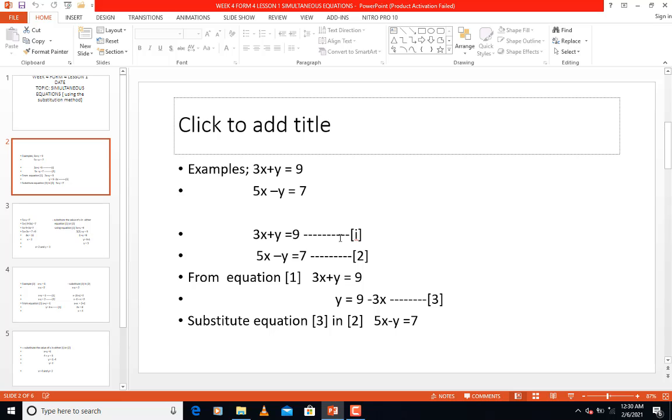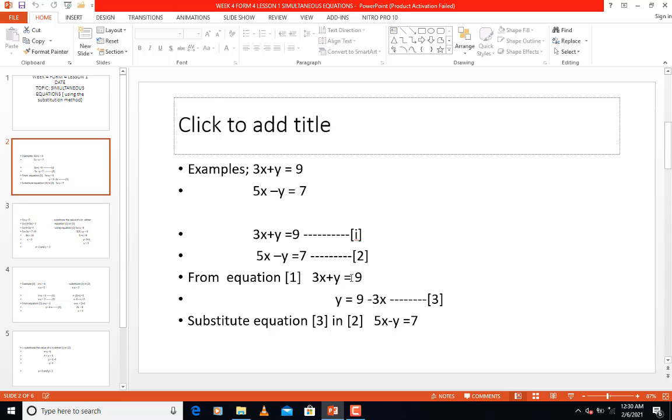Now, because we want to substitute, you are going to decide: do you want to substitute in 1 or in 2? From equation 1 here, it is not a rule that you must use equation 1. You can use equation 2. But in my example, I've used equation 1. You write equation 1 in front, as I have done here: 3x plus y is equal to 9. So this is equation 1.